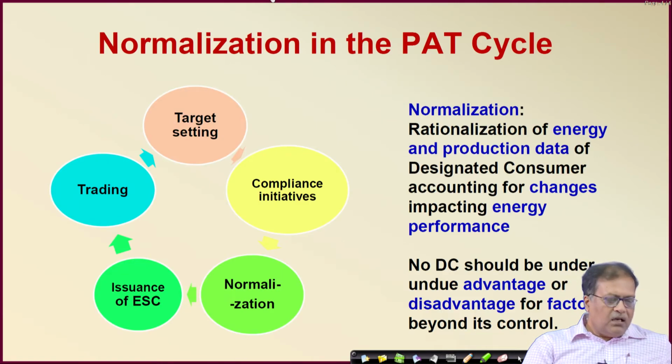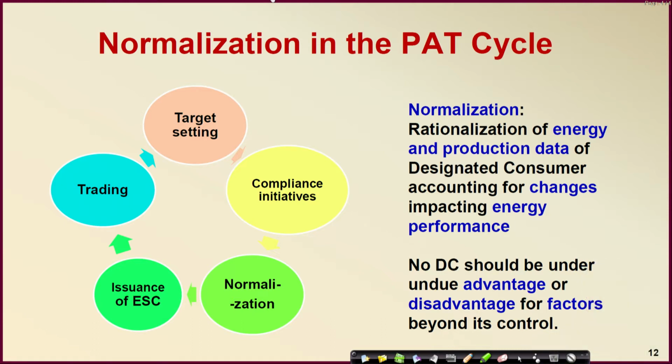Then the normalization in the PAT cycle. I already told you normalization is the rationalization of energy and production data of the designated consumer, in short DC, accounting for changes impacting the energy performance. That is called normalization. So, no DC should be under undue advantage or disadvantage for factors beyond its control. In other words, a level playing field should be ensured, that is called normalization, all right.